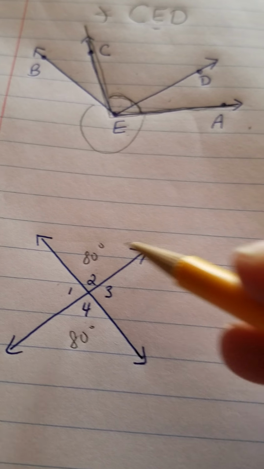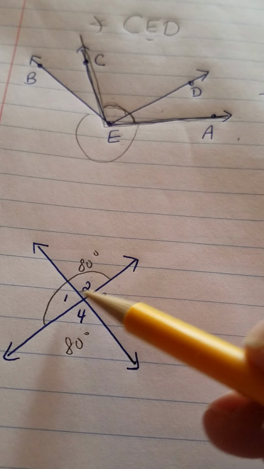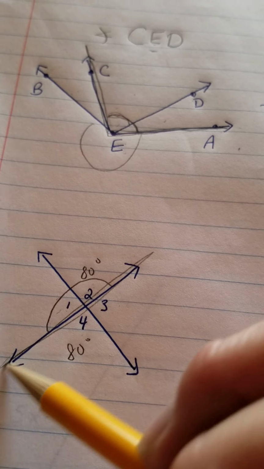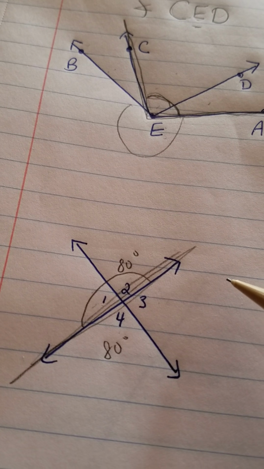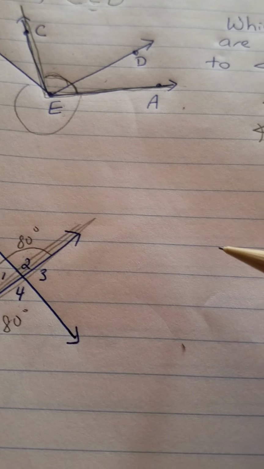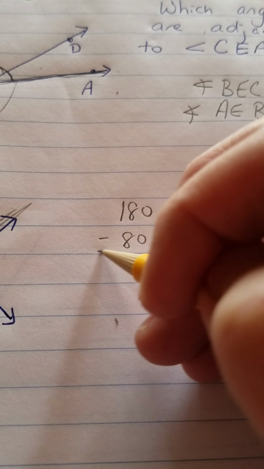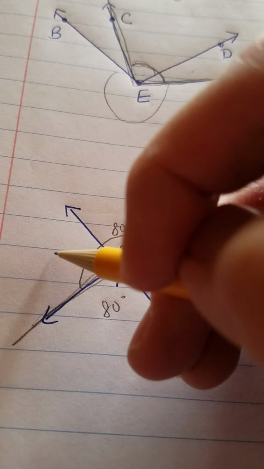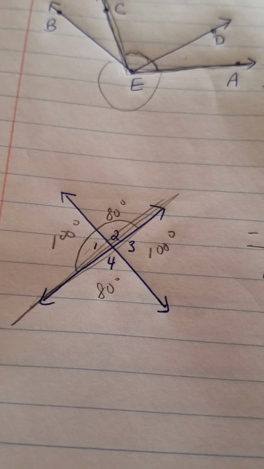Now, how do we figure out angle 1? Well, angle 1 and angle 2 are sitting together on this big straight line, which means that they're supplementary. It means that they add to 180 degrees. So if I took 180 minus the 80 I already had, then this one would measure 100. So this one's 100 degrees, and so is angle 3. They're both 100. Okay?